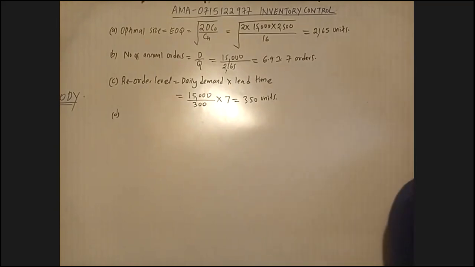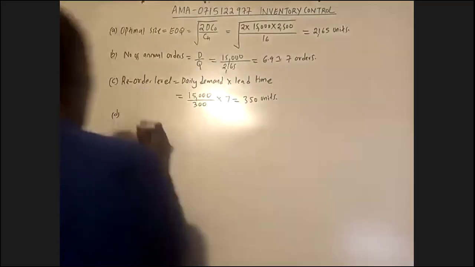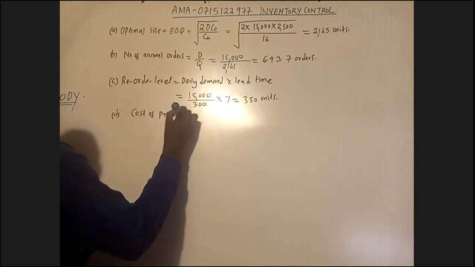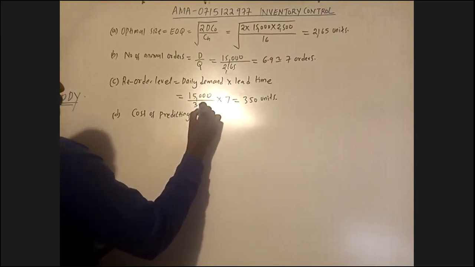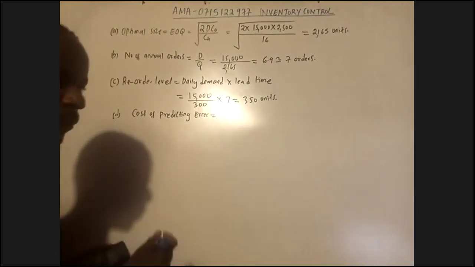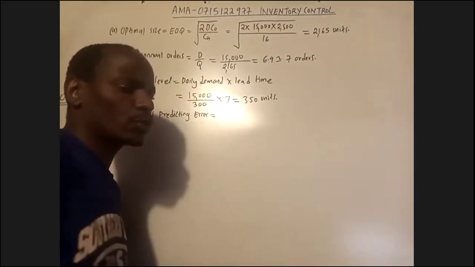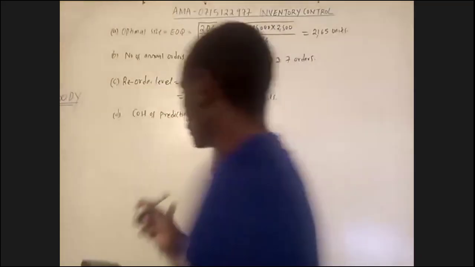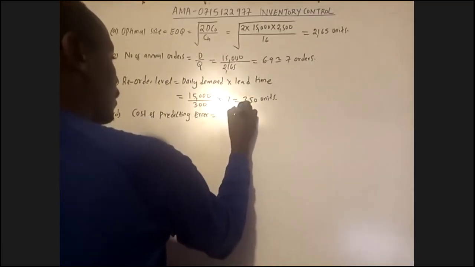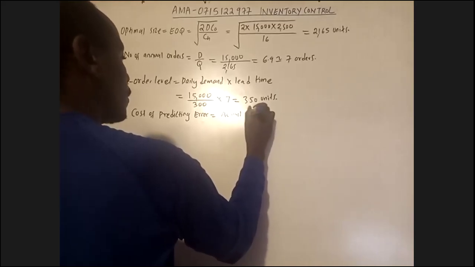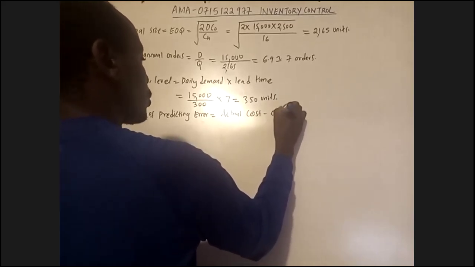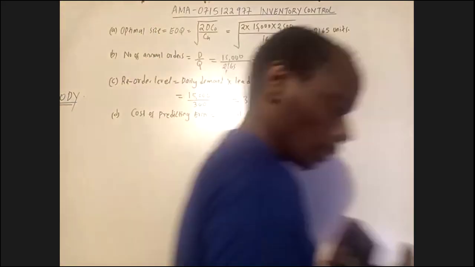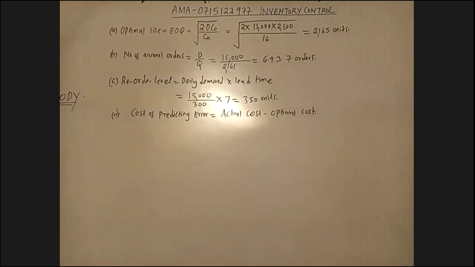Number D, COPE, cost of predicting error. What's the cost? It's supposed to be actual cost minus optimal cost. Actual cost minus optimal cost. So let's start with the actual cost. Then tukimaliza actual cost, tutaingia budgeted.